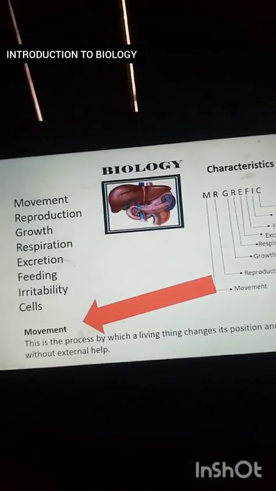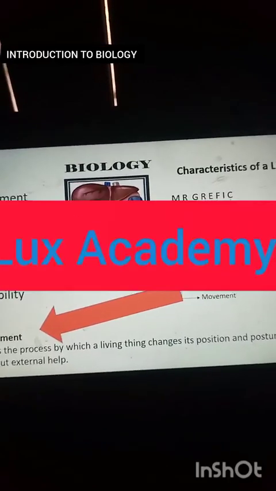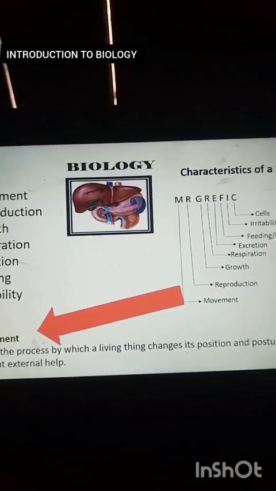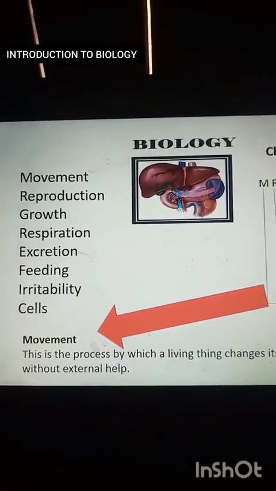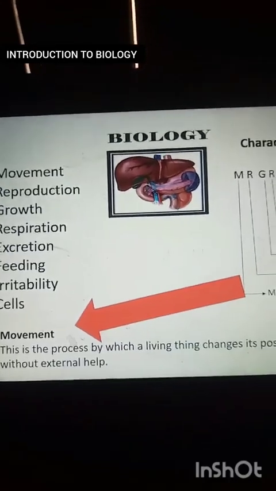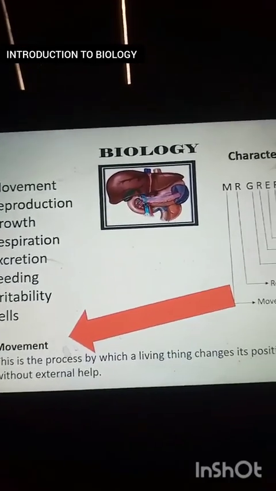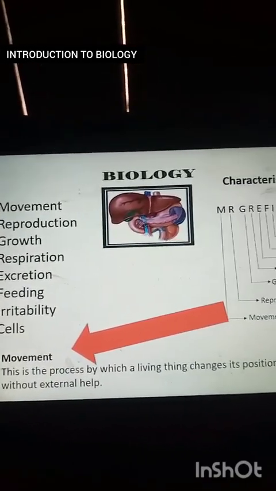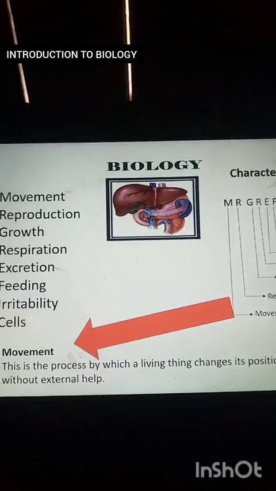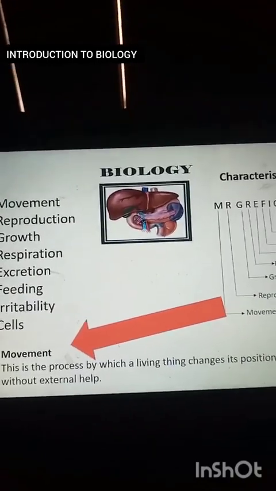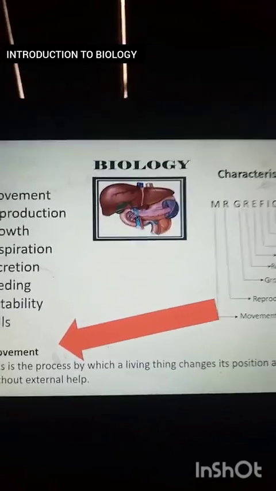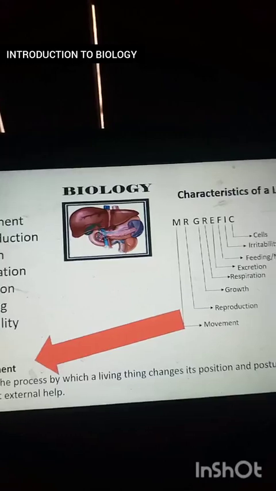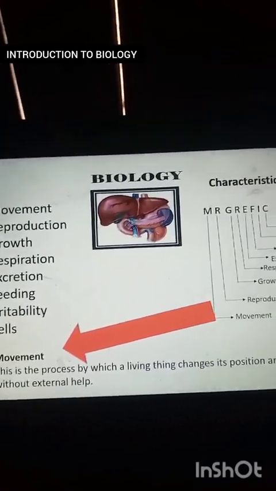Now, one would wonder, does a plant move? Certainly it does. I need to clarify that movement is different from locomotion, because locomotion is changing position completely from one location to another, and locomotion is done by animals only. But movement, both animals and plants do, and if one of them doesn't move, it means that it is not a living thing.